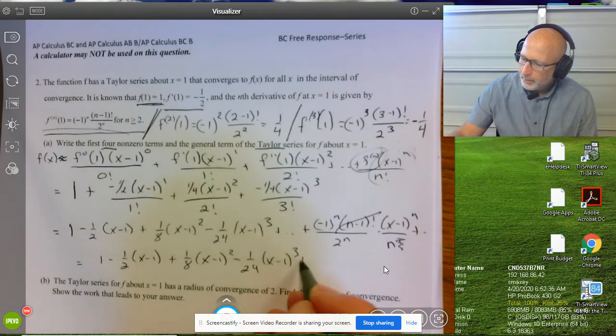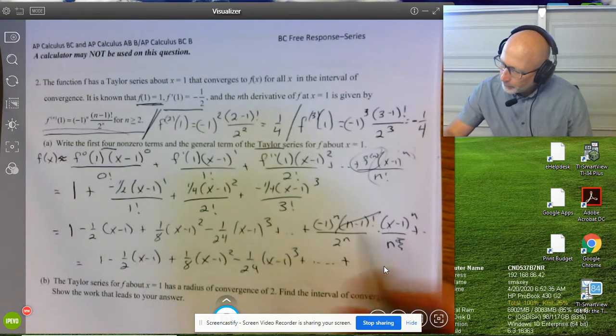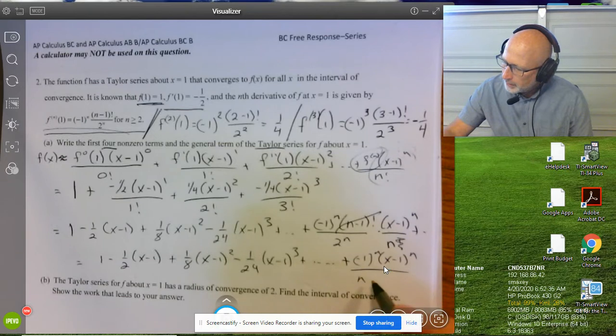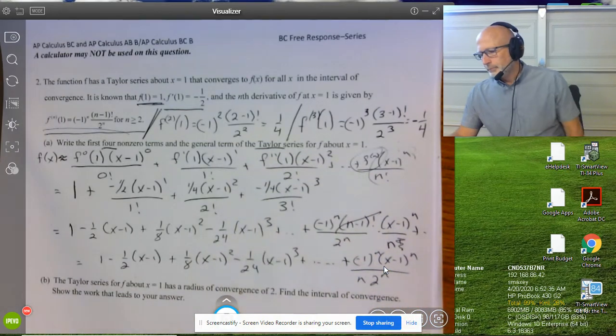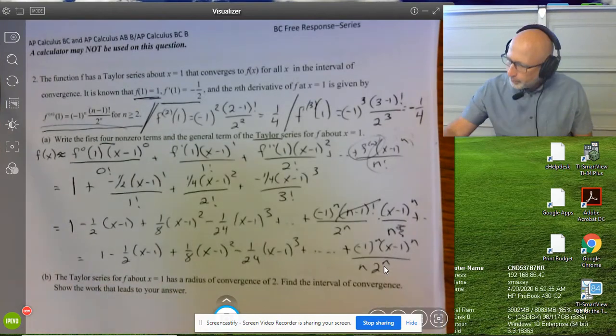1) cubed, plus all the way out. And I have negative 1 to the power of n times (x minus 1) to the power of n, all over n times 2 to the n. Okay? And that's it. Okay, it's plus, it's a general term.